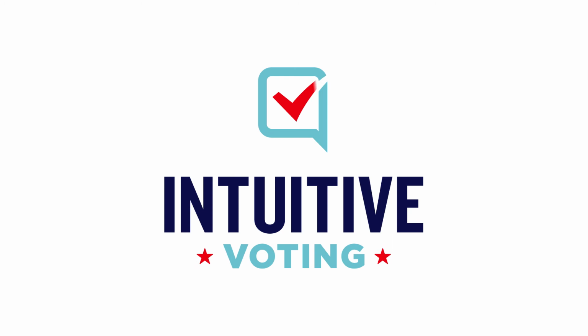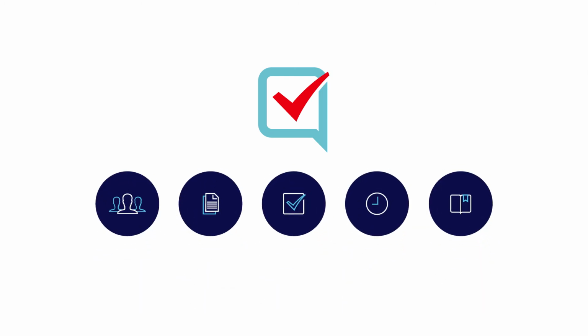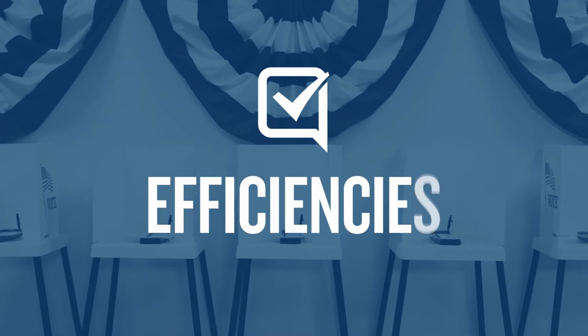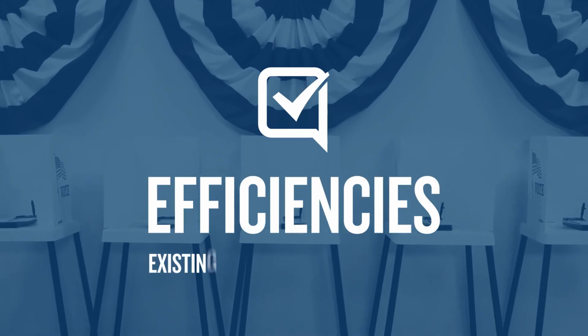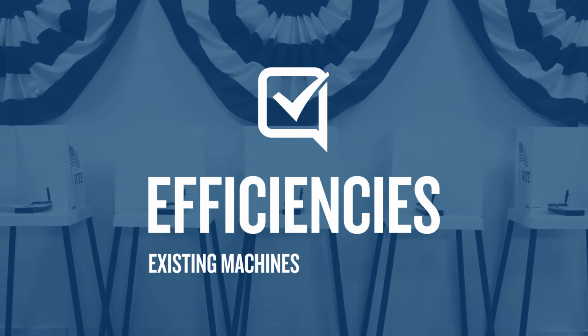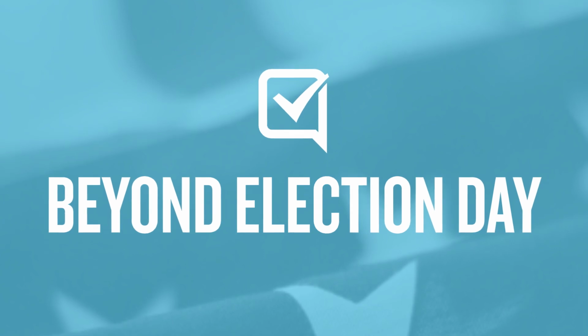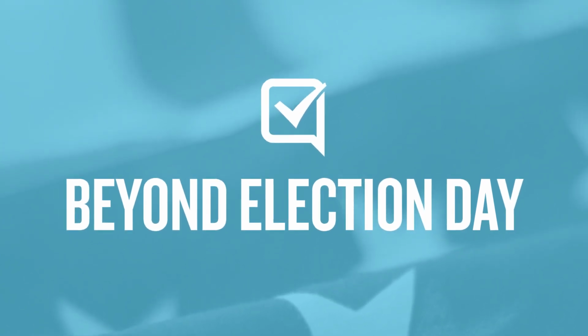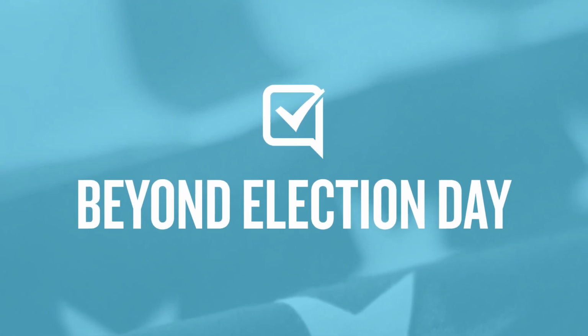The Intuitive Voting concept apps directly address the user needs identified by our research, including improved access for voters and volunteers. The apps create efficiencies for voters using existing voting machines, while also enabling future online voting. Finally, Intuitive Voting extends the idea of voting beyond Election Day by keeping voters informed of candidates and issues before elections and results afterwards.